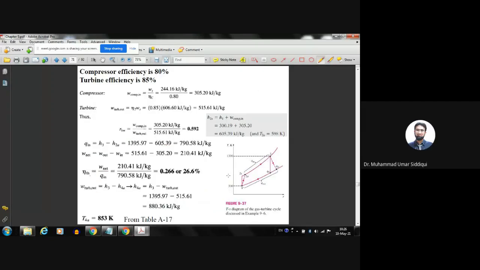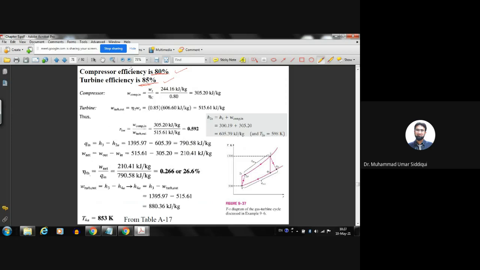Okay, now suppose we have a compressor that was not behaving ideally. Rather, we have a compressor isentropic efficiency of 80% and a turbine efficiency of 85%. If we know the isentropic efficiencies of the compressor and turbine, how is this going to affect the performance of the cycle? Let's determine the efficiency of the cycle once again.